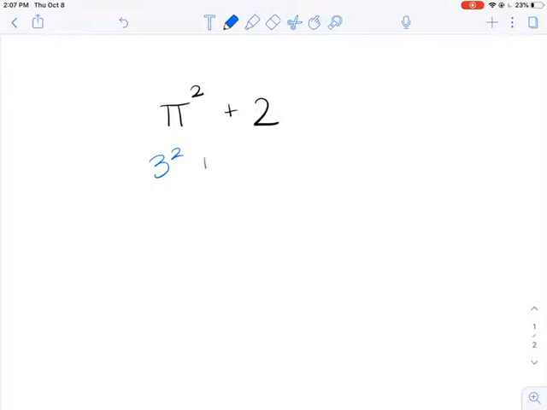So what's 3 squared plus 2? Well, 3 squared is 9, plus 2 is 11. However, you're going to see that that's actually really inaccurate. Not really inaccurate, but it's not accurate enough for our purposes.